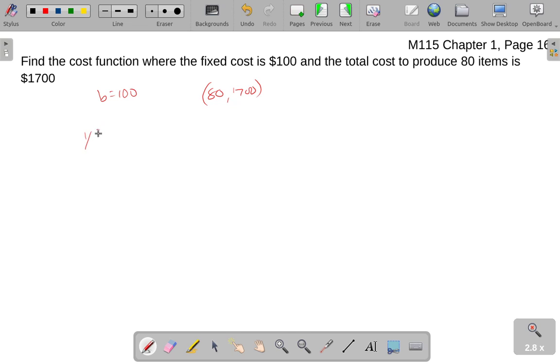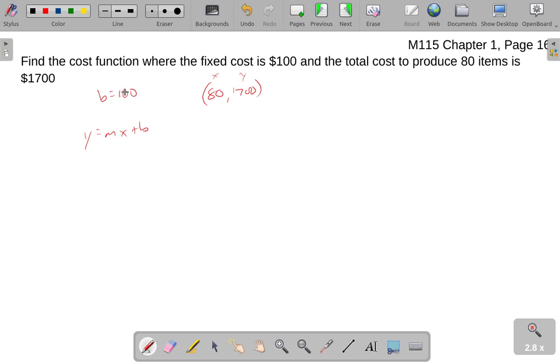Let's think about our y equals mx plus b equation that we've seen before. Before, we were given a slope and a point. Here we're actually given a y-intercept and a point. So you could look at this in two different ways. You could say y equals mx plus b, and I'm going to plug in this value for y, this value for x, and this value for b, and then find out what m is. That would actually work out just fine.